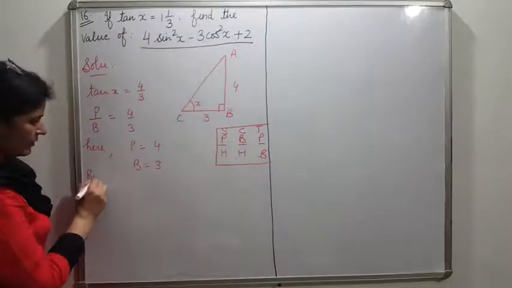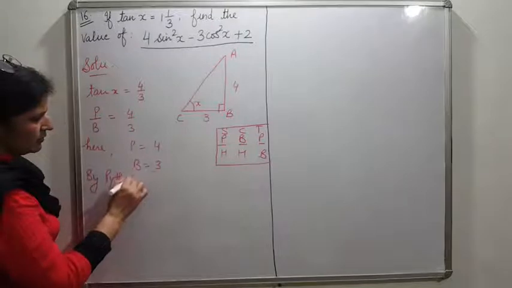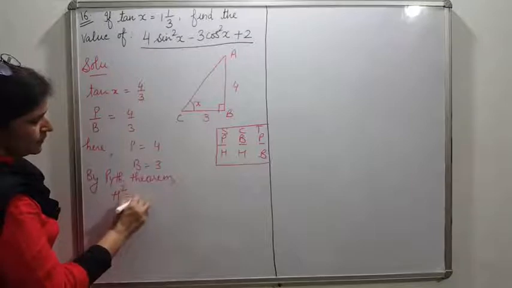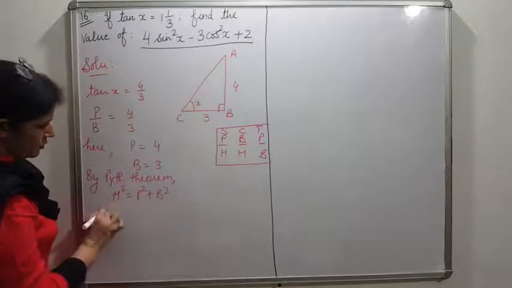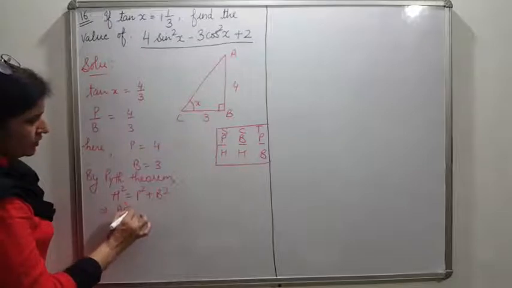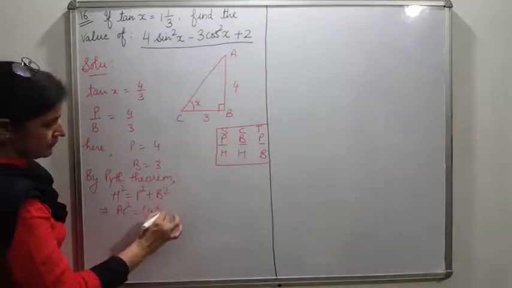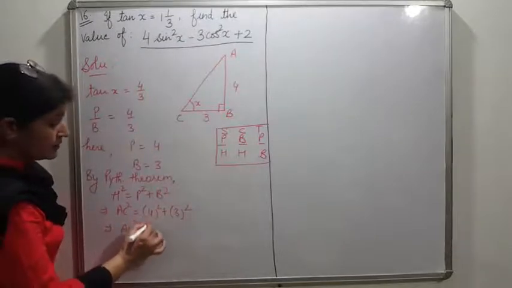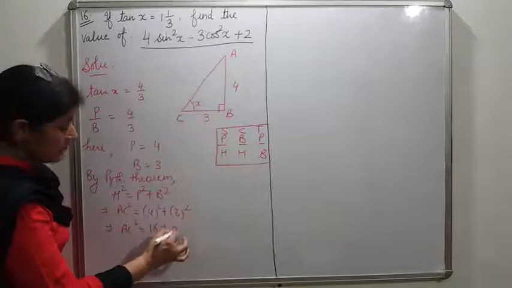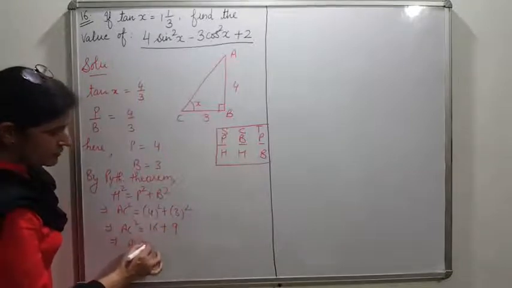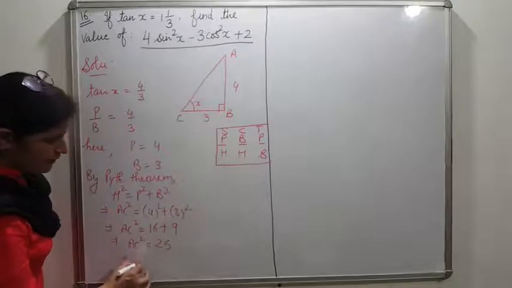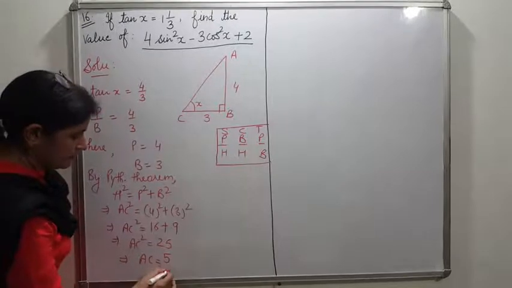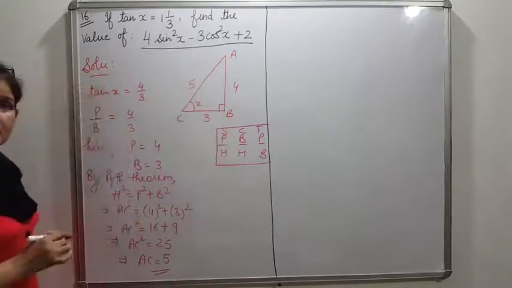So by Pythagoras theorem, x square equals p square plus b square. So x square, that is AC square, equals 4 square plus 3 square. AC square equals square of 4 is 16, square of 3 is 9. So AC square equals, we add, 25, and what will be the value of AC? Square root of 25, what will come? 5, yes. So like this we found this value.